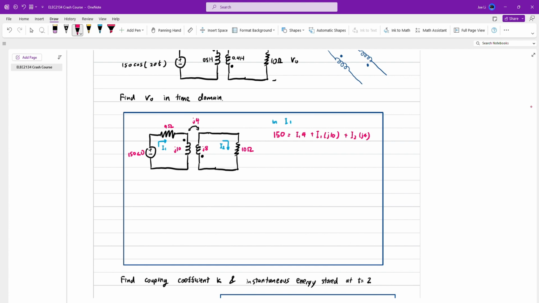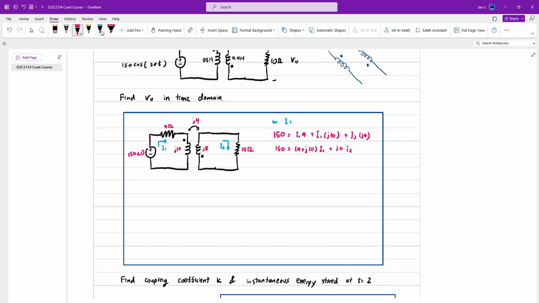Cool. Now let's polish this equation a little bit. 150 is going to equal (4 plus j10) times I1 plus j4 times I2. Hopefully this makes a lot of sense.